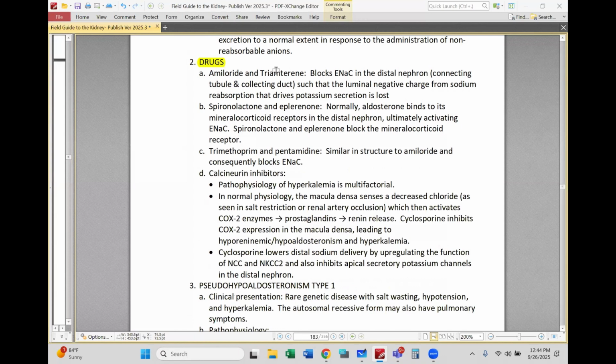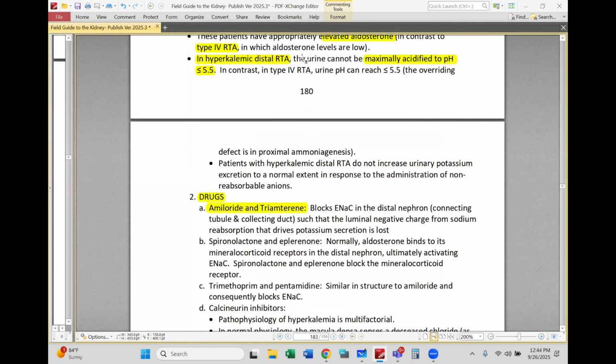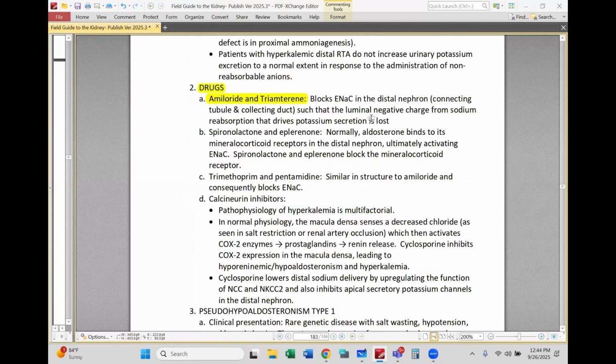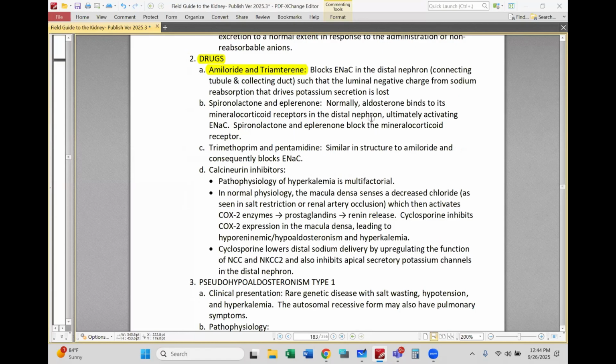Classic drugs that will tend towards hyperkalemia that fit within this tubular resistance to aldosterone branch of the tree would be ENaC blockade, right? So amiloride and triamterene will be classic ENaC blockers. But don't forget about these less classic ENaC blockers. We don't use much IV pentamidine anymore, but that actually does block ENaC. Trimethoprim in high-dose Bactrim can block ENaC as well, and essentially function similar to amiloride and triamterene.